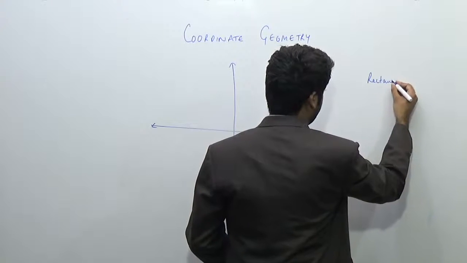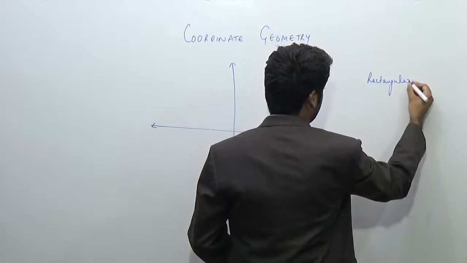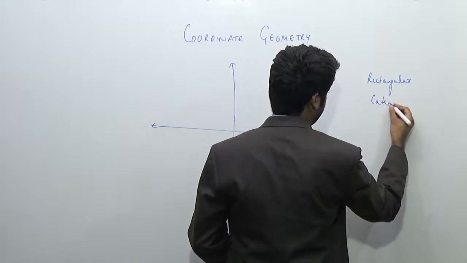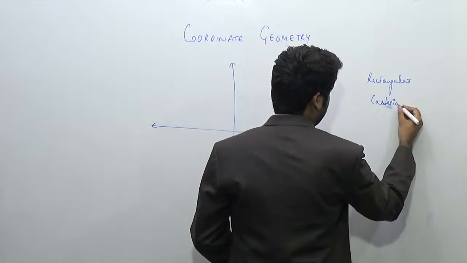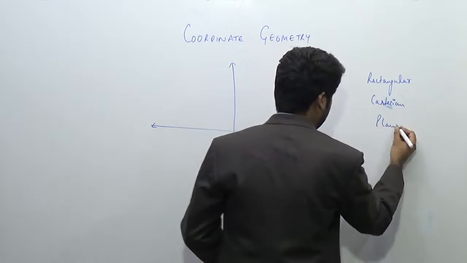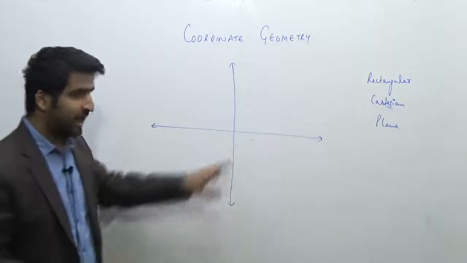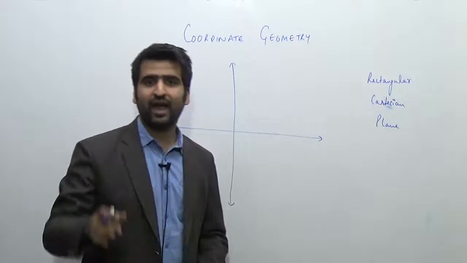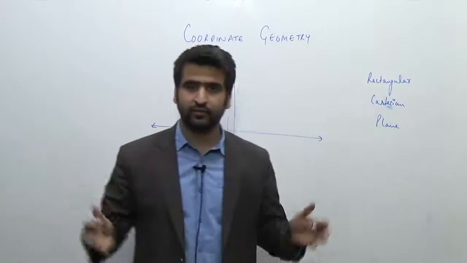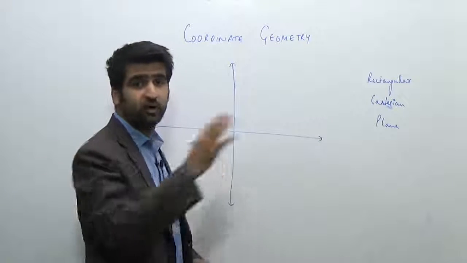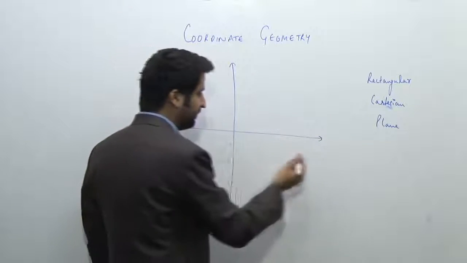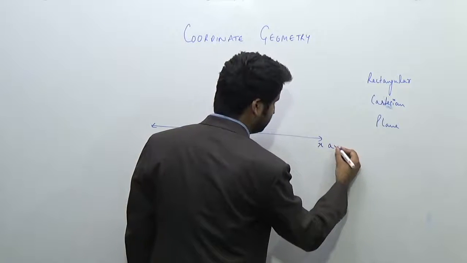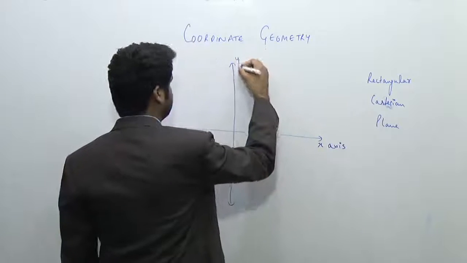Rectangular Cartesian plane. Now why is it called a plane? Because it has just two axes. If it had three axes, it would be called a solid, right? So it would be called a space if it had three axes, x, y and z. But in this case it will have only two axes, which is the x-axis and the y-axis.